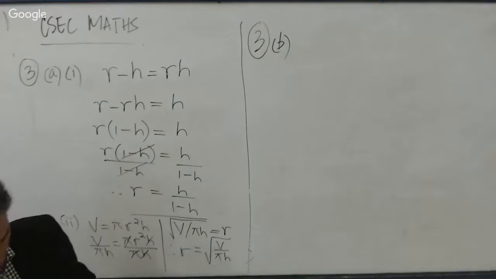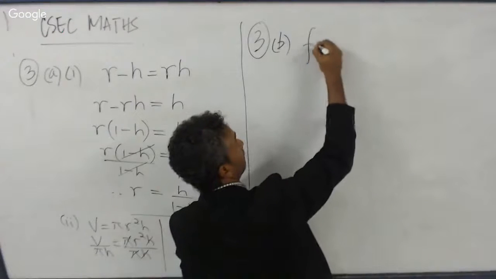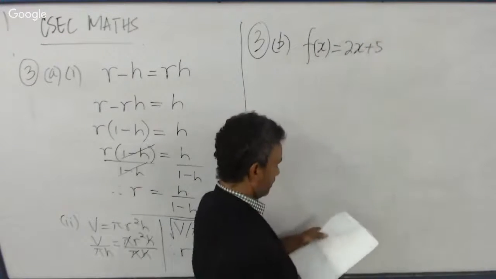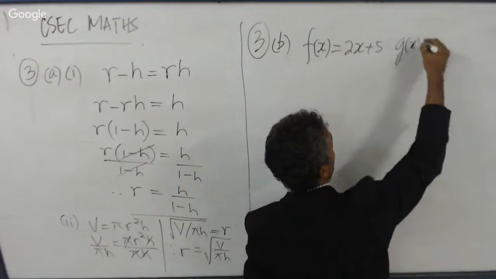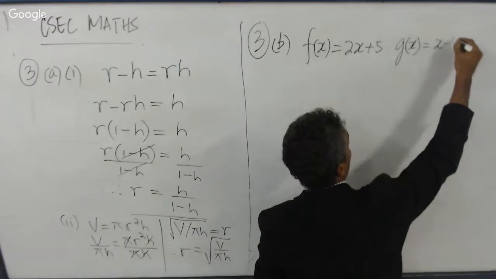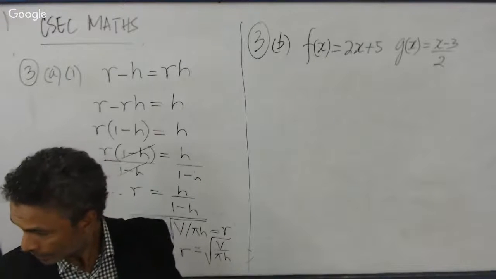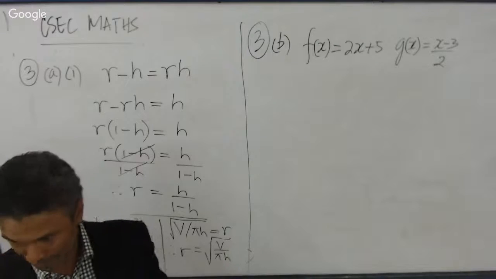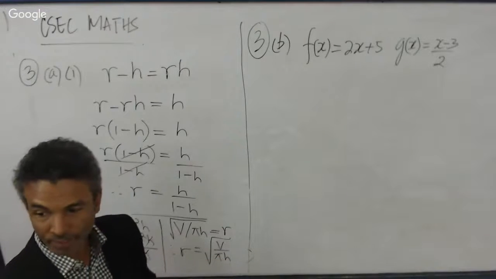Let's go. The functions f and g, that's the one we're doing. F of x is 2x plus 5. G of x is x minus 3 over 2. Find F inverse of 19.